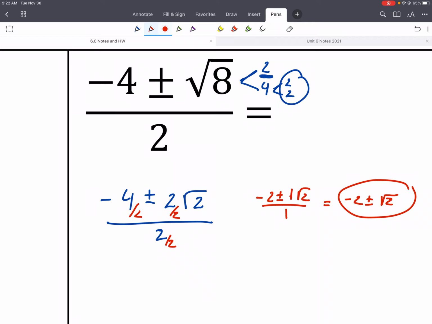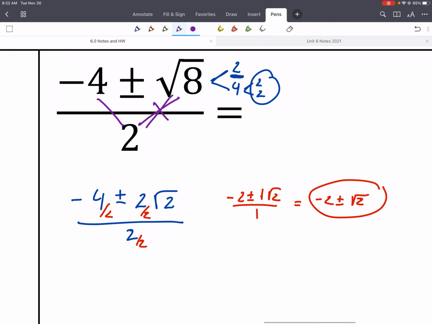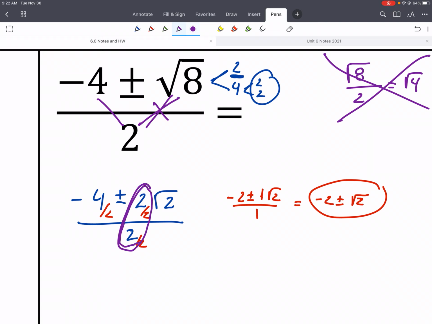One thing I've had students do is say, ooh, 2 goes into 4 and 2 goes into 8. But you can't do that. You can't divide something that's inside a root. We can't do the square root of 8 divided by 2 and say that's the square root of 4. That is not okay. They're not like terms. But if we simplify the root first and find out that we have 2 divided by 2, then we can simplify that. So catch that.